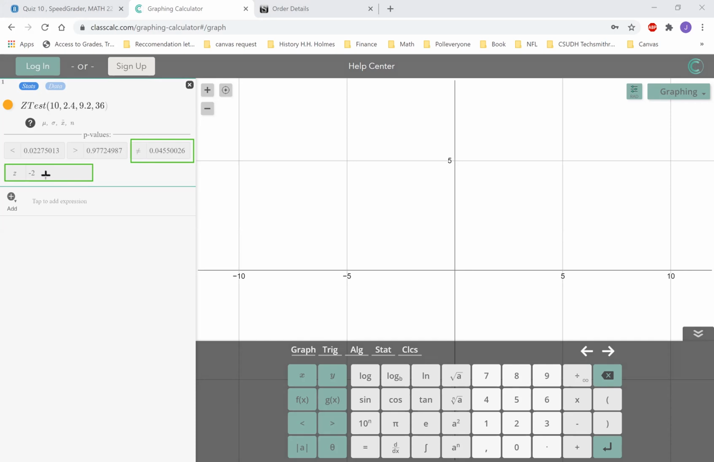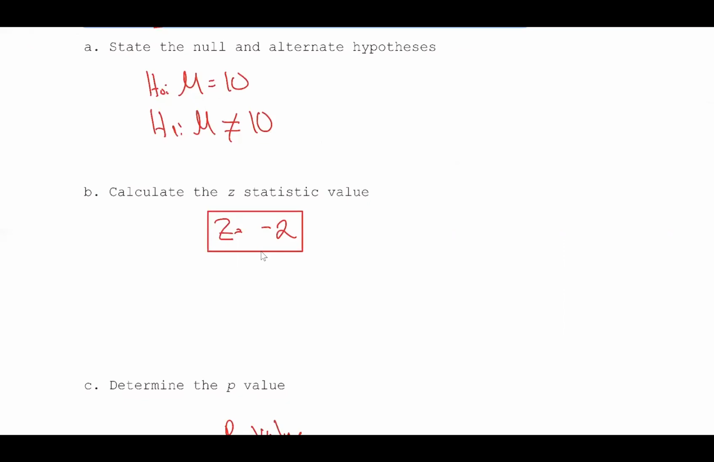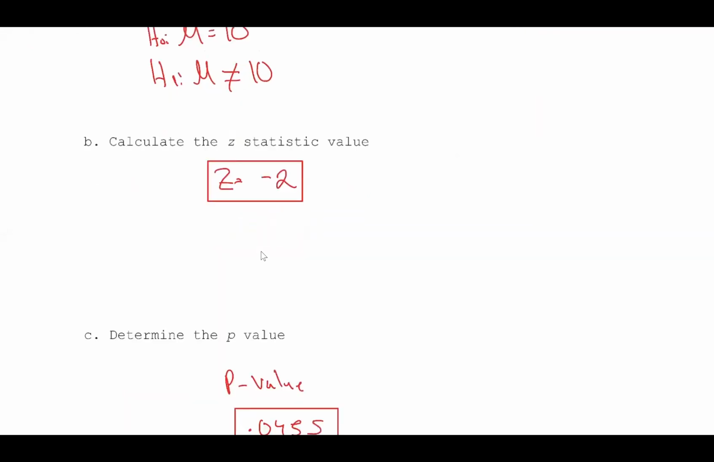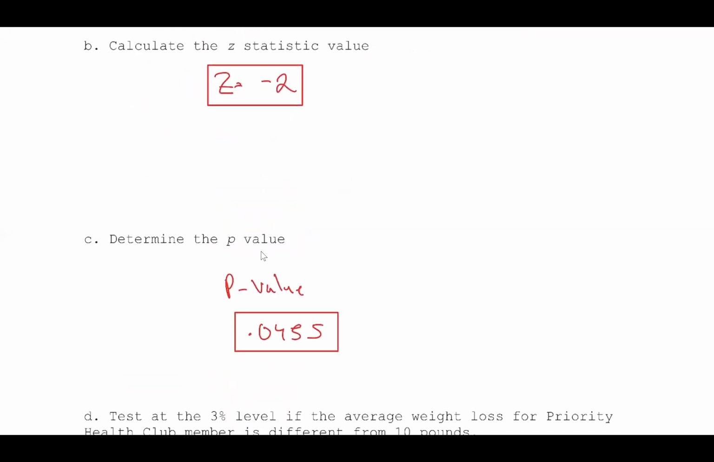Usually when you're getting a p-value, a good rule of thumb is you always get 4 decimal places. So for this one, it will be 0.0455. All right, but that's it for ClassCal. Any question on what we did for ClassCal? All right, so let's go ahead and transfer back to my notes. If you look at my notes, I put B is my z value, C is my p value.